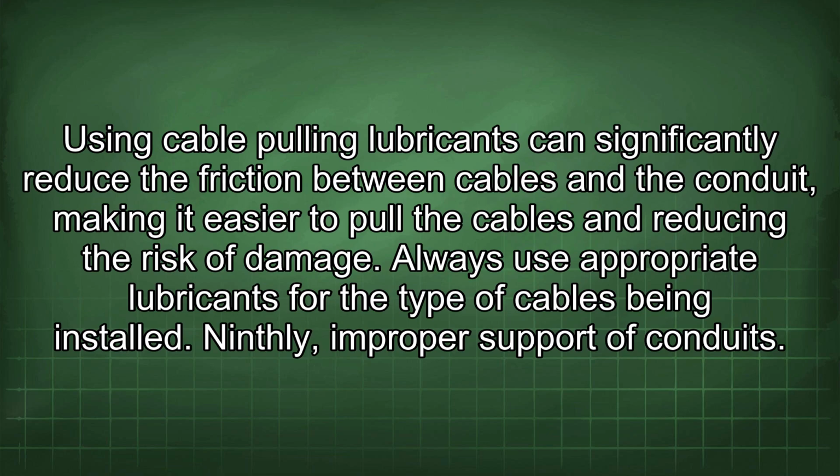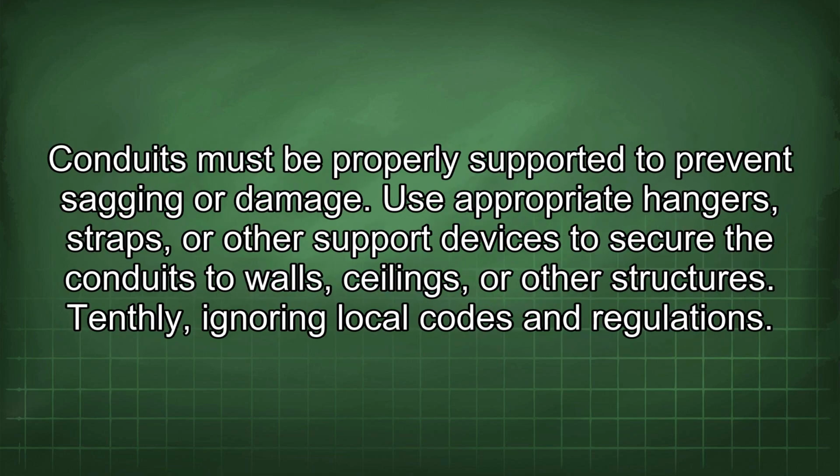Eighthly, neglecting cable pulling lubricants. Using cable pulling lubricants can significantly reduce the friction between cables and the conduit, making it easier to pull the cables and reducing the risk of damage. Always use appropriate lubricants for the type of cables being installed. Ninthly, improper support of conduits. Conduits must be properly supported to prevent sagging or damage. Use appropriate hangers, straps, or other support devices to secure the conduits to walls, ceilings, or other structures.